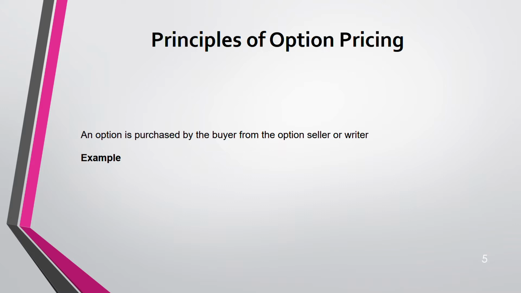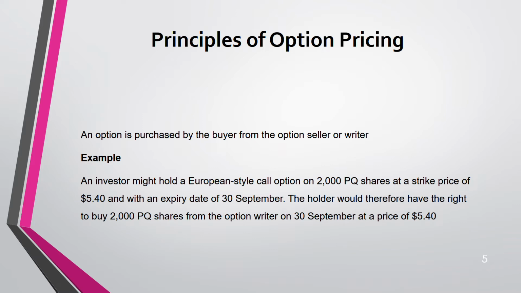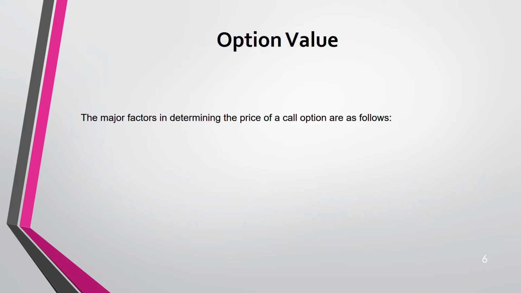Okay. Example. An investor holds a European style call option. Call option means option to buy. 2000 PQ shares at a strike price of 5.4. Expiry date 30th September. That means the holder has the right to buy 2000 PQ shares on 30th September at a price of 5.4. Okay, this is the meaning of this.